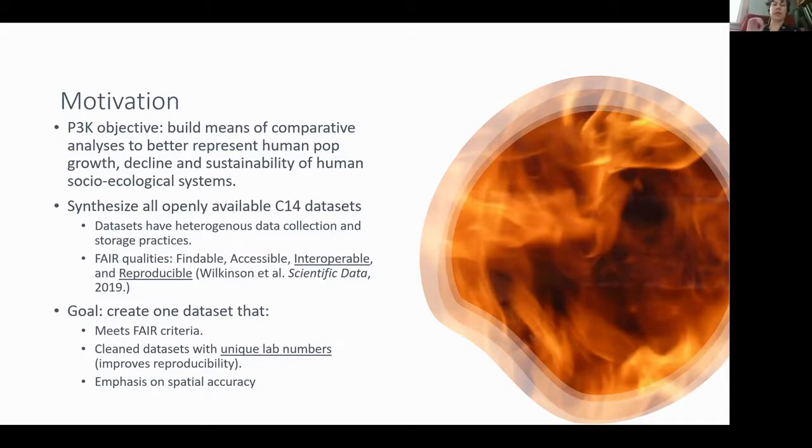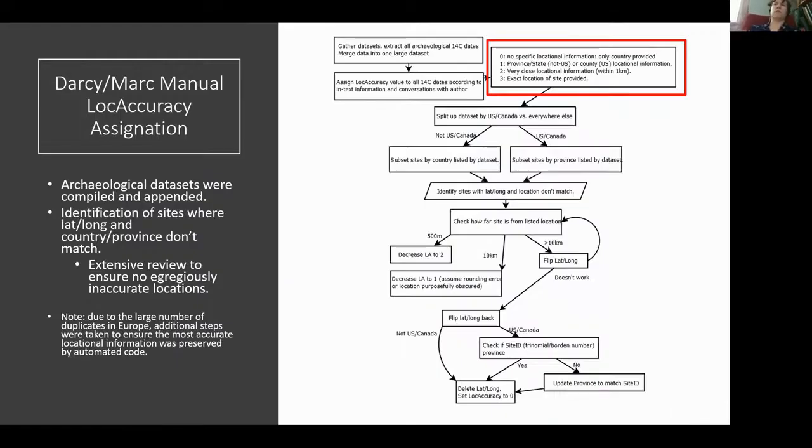And there's a big emphasis on spatial accuracy. A date that says that it's in Greece should not actually be located in Russia, for example. There are two major phases to the construction of the data set. One is a manual process. This flowchart on the right is sizable, but that essentially is the reproducibility.